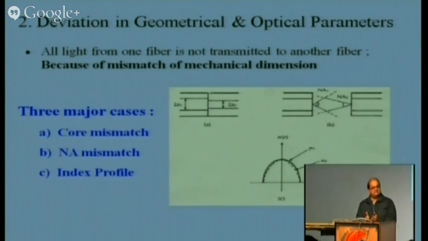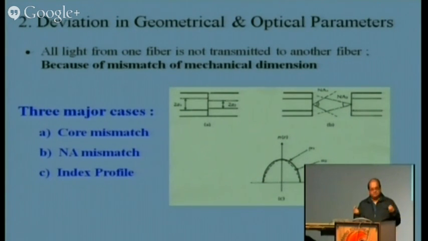Numerical aperture depends upon the refractive index of core and cladding. It depends upon the purification of the material. The refractive index may be different, so numerical aperture may be different. So these are some issues which need to be considered. They lead to loss.